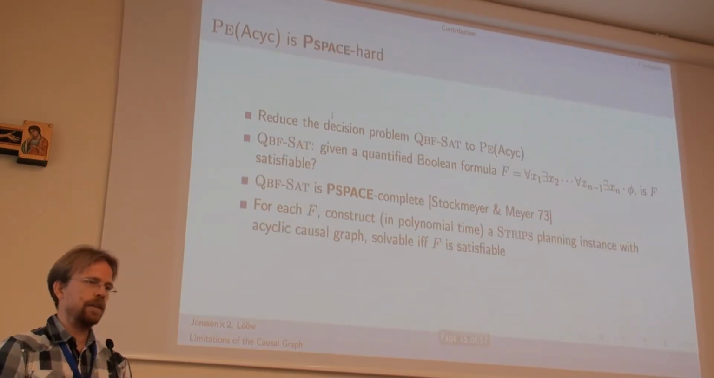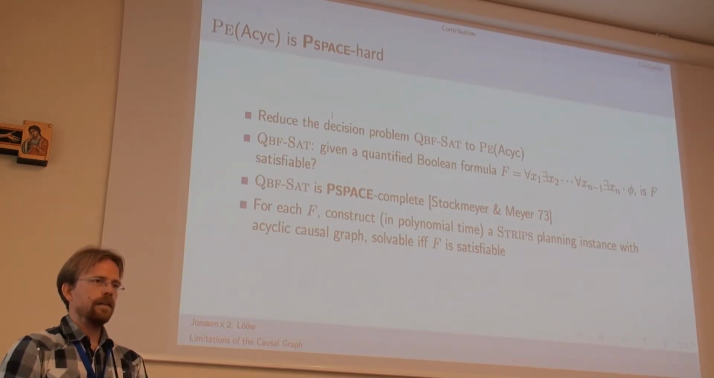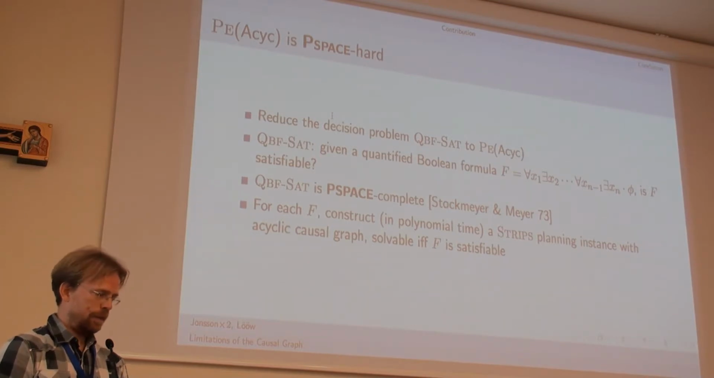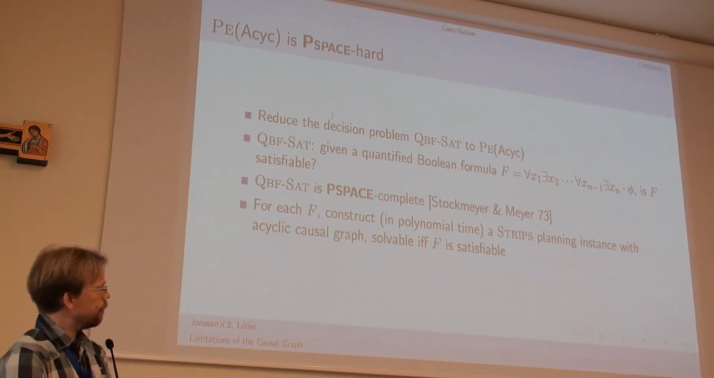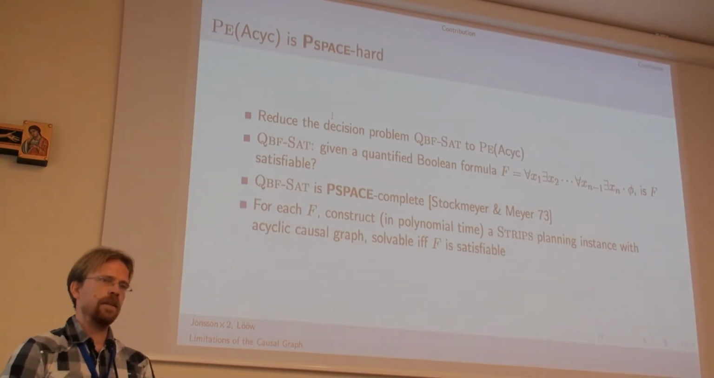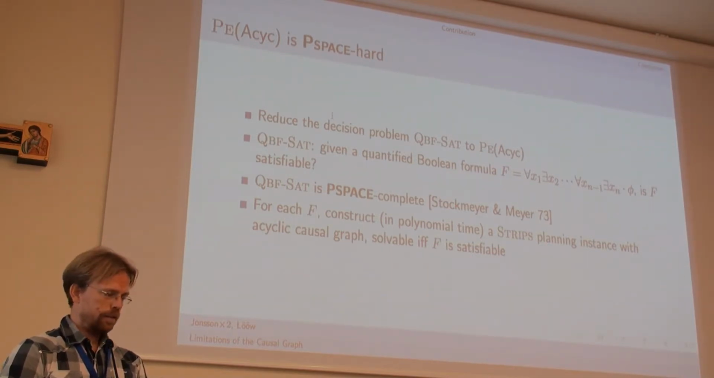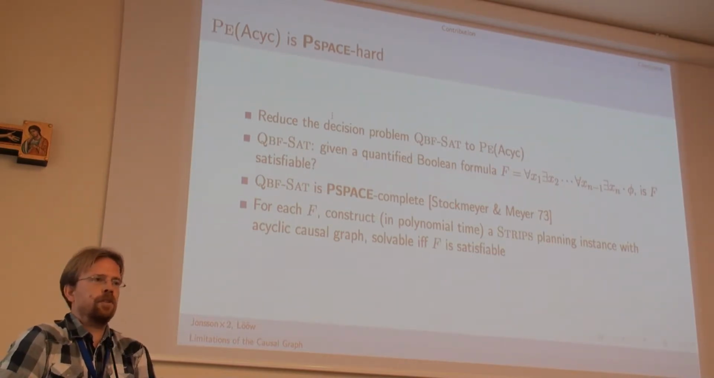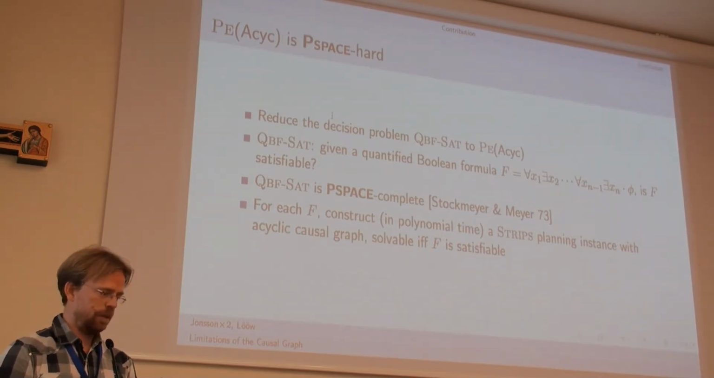And we're going to do this by reduction from a known PSPACE-complete problem, namely QBF SAT. So QBF SAT is the decision problem where you have a Boolean formula F, where phi is a SAT formula, and each variable is quantified either by universal or existential quantifiers. So the question is whether this formula is satisfiable or not. This is a known PSPACE-complete problem.